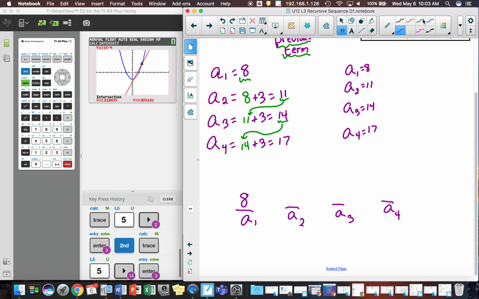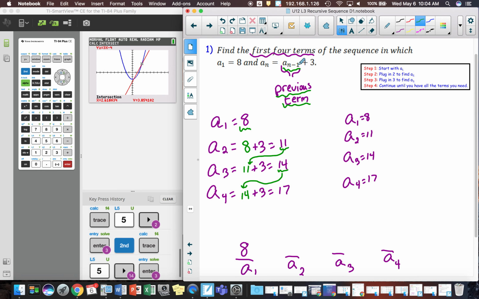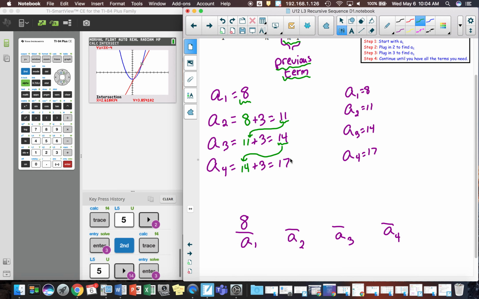Okay. Now, I need to figure out the rule. There's a common rule, a common pattern that I need to figure out in order to find the next terms. Now, to go from 8 to 11, from 11 to 14, from 14 to 17, you guys can clearly see the rule is 3. But did they give that rule to us? Yeah, they did. They told us that, I'm going to write down the problem here again. a sub n is equal to a sub n minus 1 plus 3. The rule for us is that we need to take the previous term and add 3 every single time.